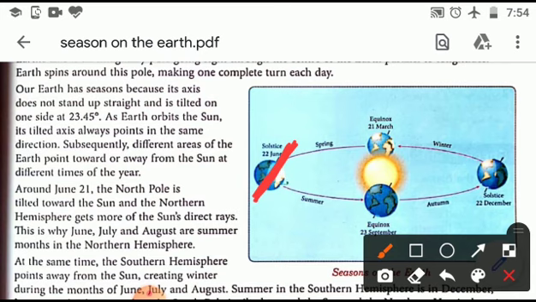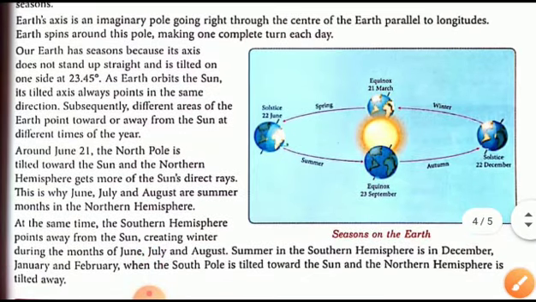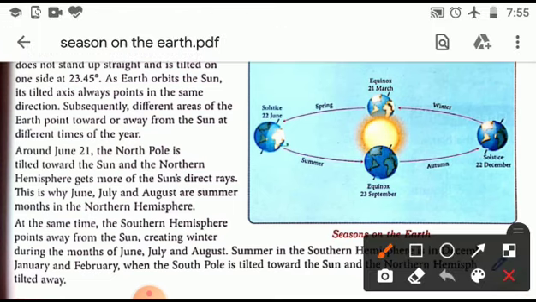As Earth orbits the Sun, its tilted axis always points in the same direction. Subsequently, different areas of the Earth point toward or away from the Sun at different times of the year. Around June 21, we have the summer solstice. Summer solstice means the longest day and the shortest night. This takes place in the northern hemisphere. So in the northern hemisphere we have the summer season in June, July and August.